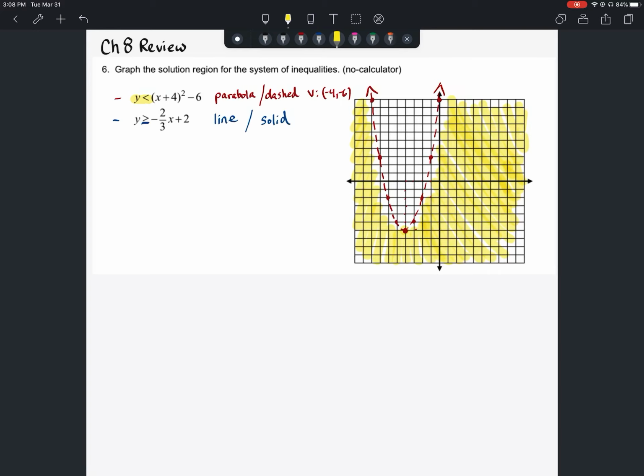That's nice and pretty. All right, so let's look at our second one here. So we had y was greater than or equal to negative 2/3 x plus 2. Our y-intercept is at positive 2. We've got a negative slope, which means we're going to be going down 2 and then to the right 3. So I'm going to go down 2, right 3, down 2, right 3, down 2, right 3. And then we can go up 2 and then to the left 3, which is just the opposite direction.